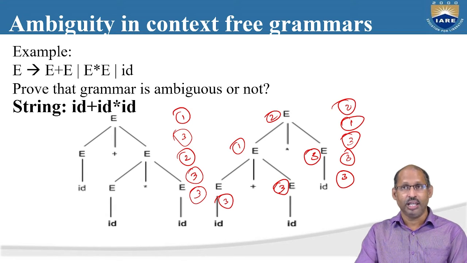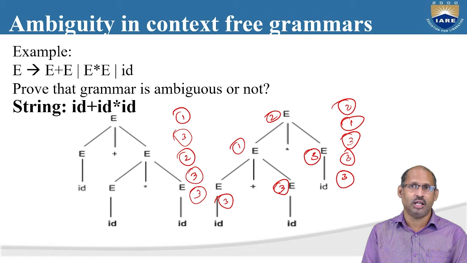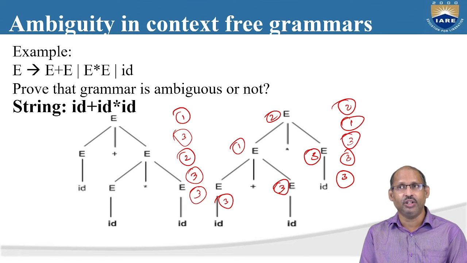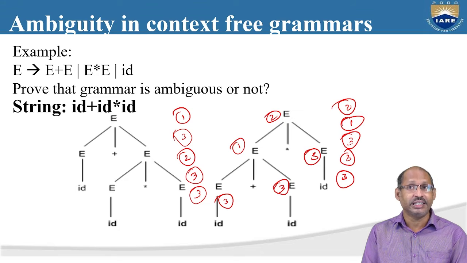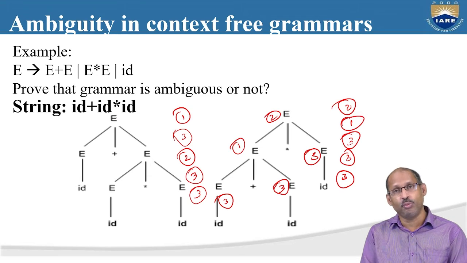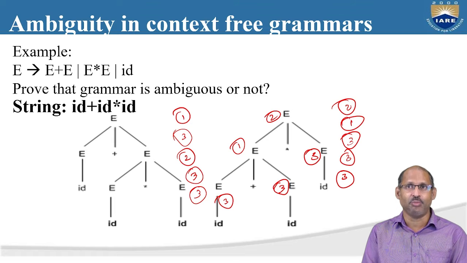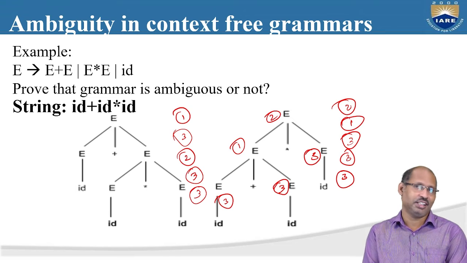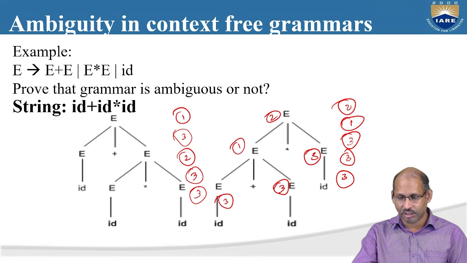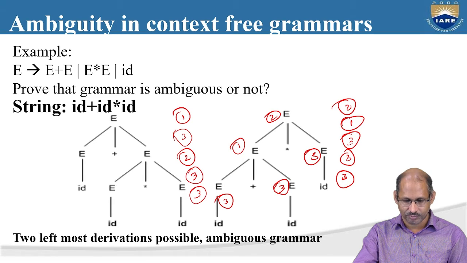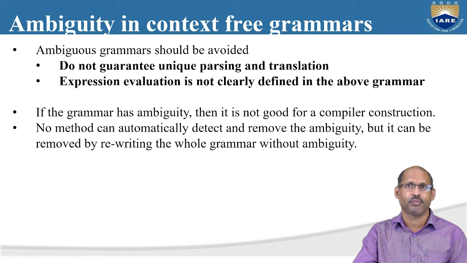derivation. If you observe, the order of applying the productions in the first one and in the second one is different. In both, we are applying leftmost derivation only, but there are two derivations. Then we say the grammar is ambiguous. Right? Simply we conclude the grammar is ambiguous. Two leftmost derivations possible, so ambiguous grammar.